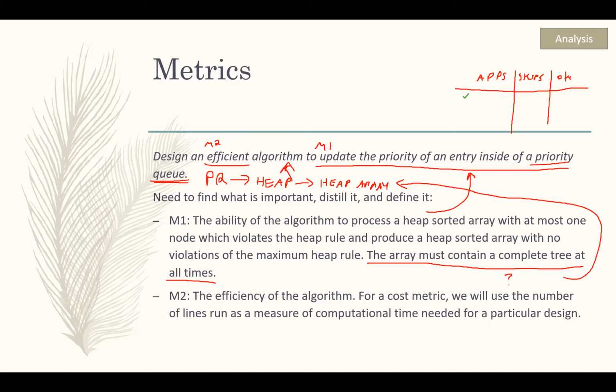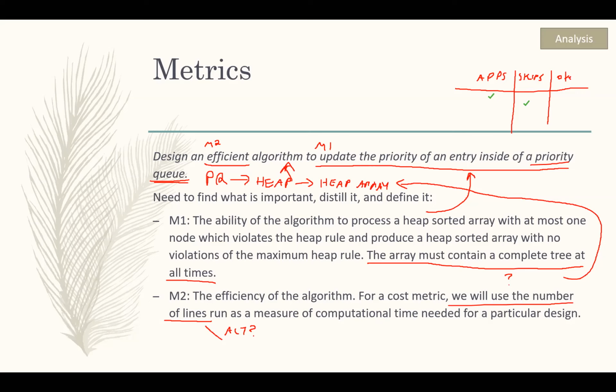The main part here that I would wonder about is, for a cost metric, we'll use number of lines. How do you guys feel about that? Do we have any alternatives? Is there anything else I could use other than number of lines run? Do I have any other choices?